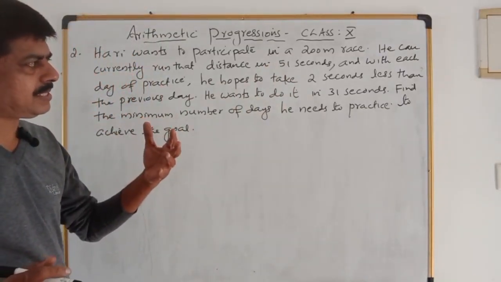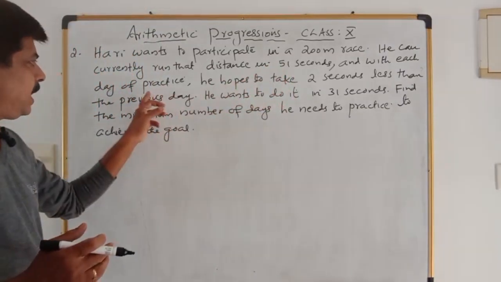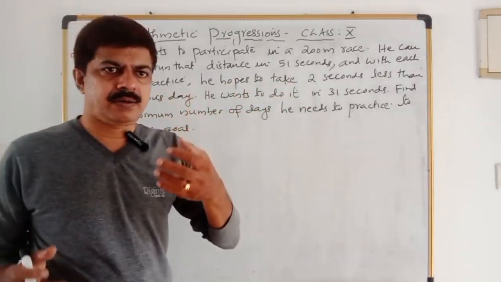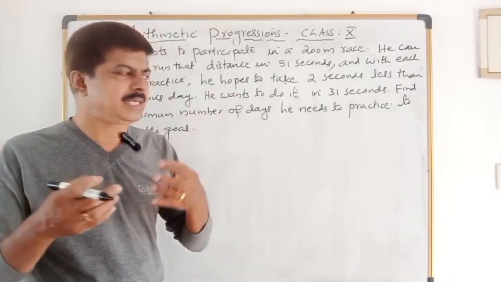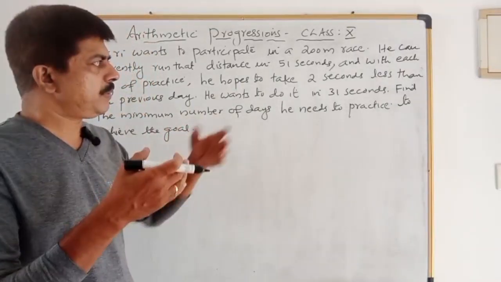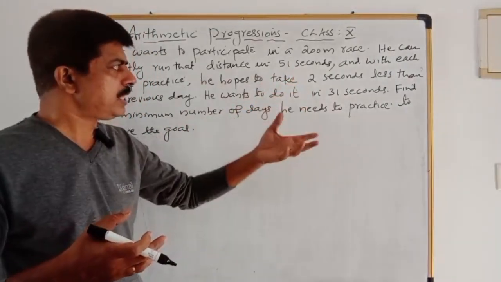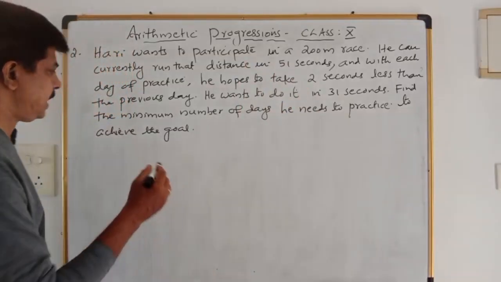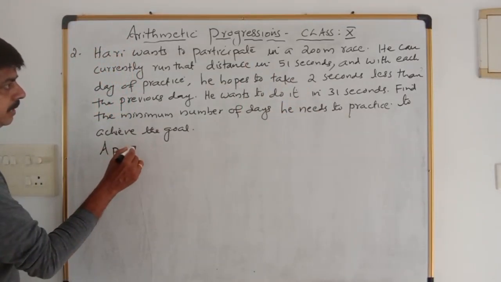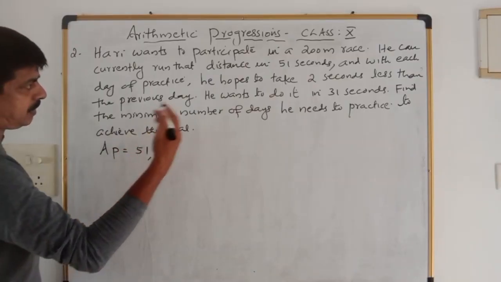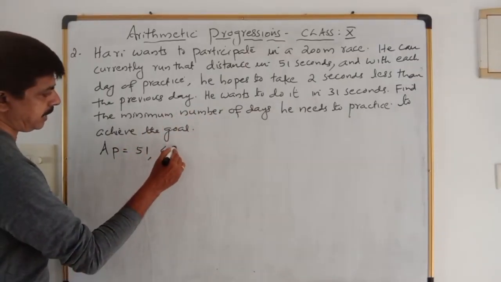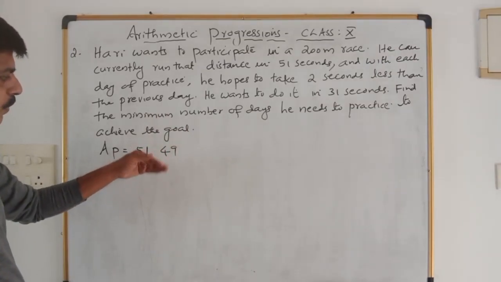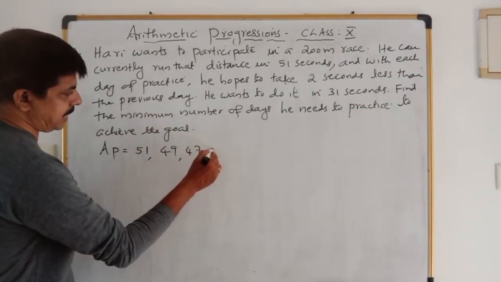So after long time practice, he can reduce the time. With each day of practice, he hopes to take 2 seconds less. So with one day of practice, he can complete the 200-meter race in 49 seconds. Again, 2 days means 49 seconds, 47 seconds, 45 seconds, like that. Okay, first day, so we can form the AP like 51, 49, 47, like that.